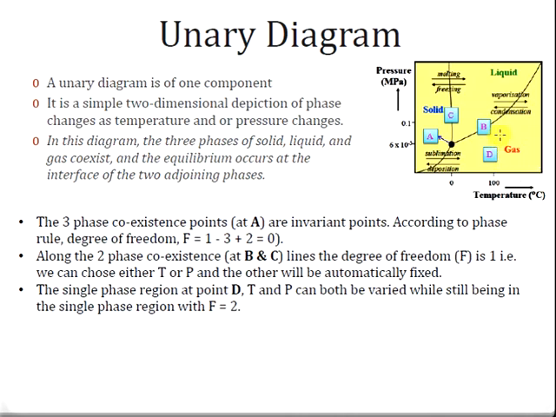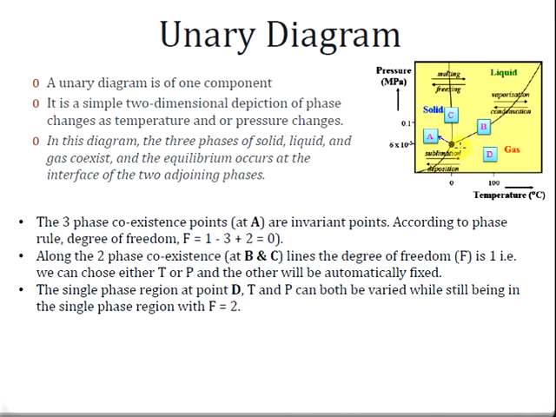You can relate this to the water component, for example, which has the ice state, the liquid water state as well as the gaseous form. These three states can be found in equilibrium at one point, which is called the triple point. At this point, represented as A in this diagram, three phases coexist, and it is an invariant point.